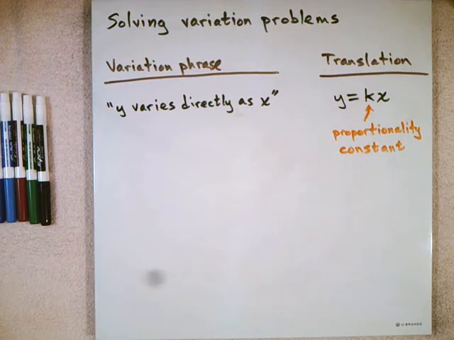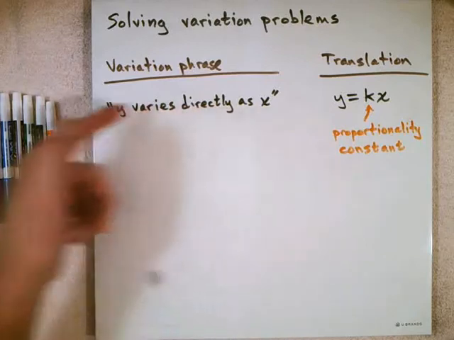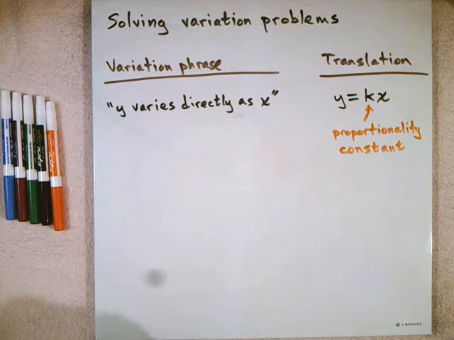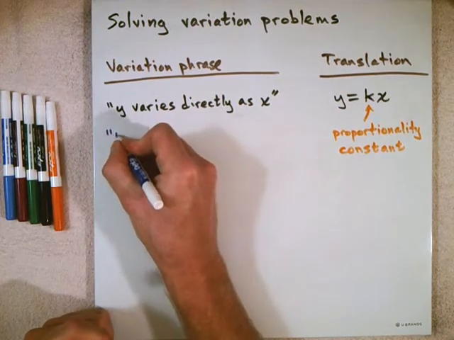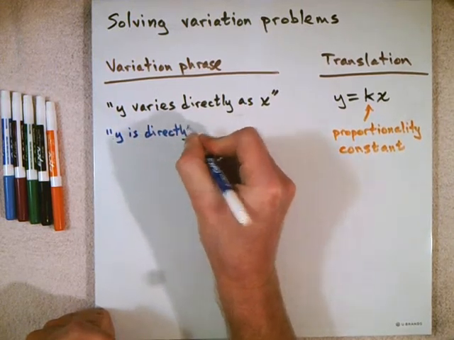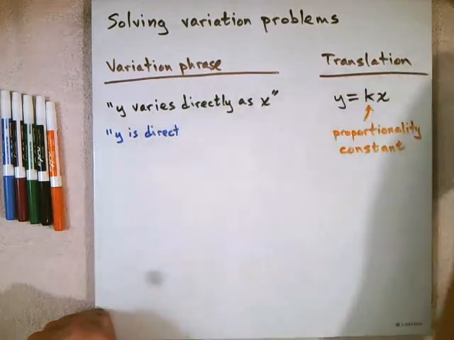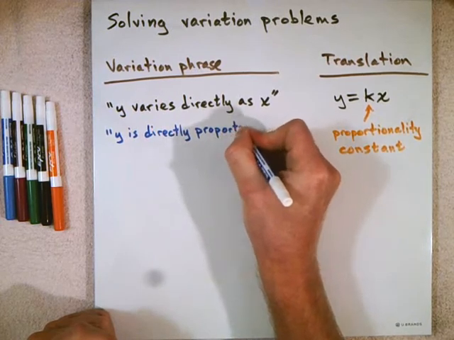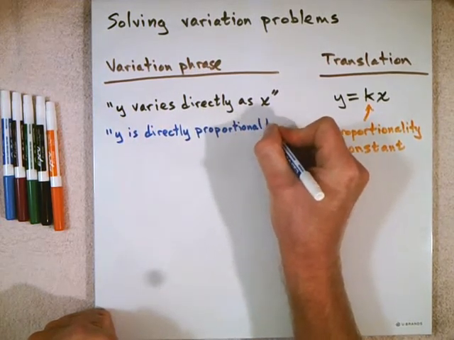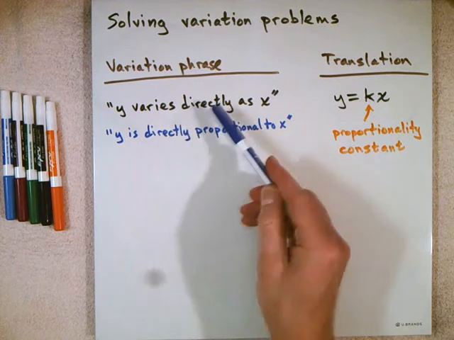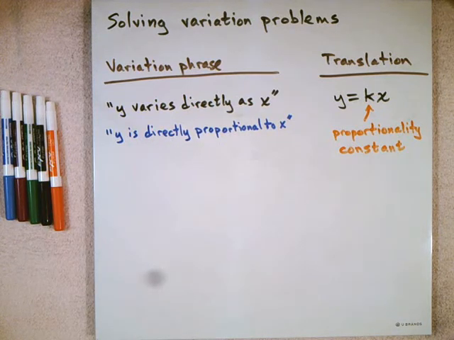All right, now, sometimes they're not going to use the phrasing varies directly as. They might word it this way. So here's an alternate reading to that. They might say something like, Y is directly proportional to. Directly proportional to means the same thing, though. Varies directly as, directly proportional to, means the same thing. So don't worry too much about whether they use the word varies or proportional. It's the word direct that you're really paying attention to. All right, so that's one type of variation translation.